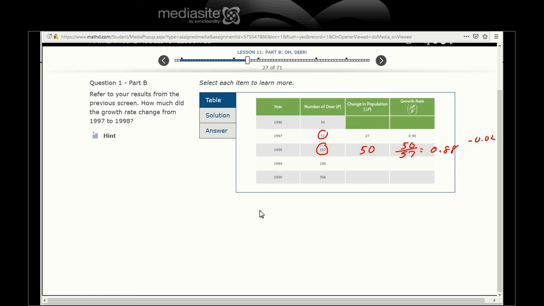Again, the table fell out. Don't know. So yeah, the growth rate changed. We're looking at the growth rate and just seeing what the change was between this number and that number. So 0.88 minus 0.90 is minus 0.02.